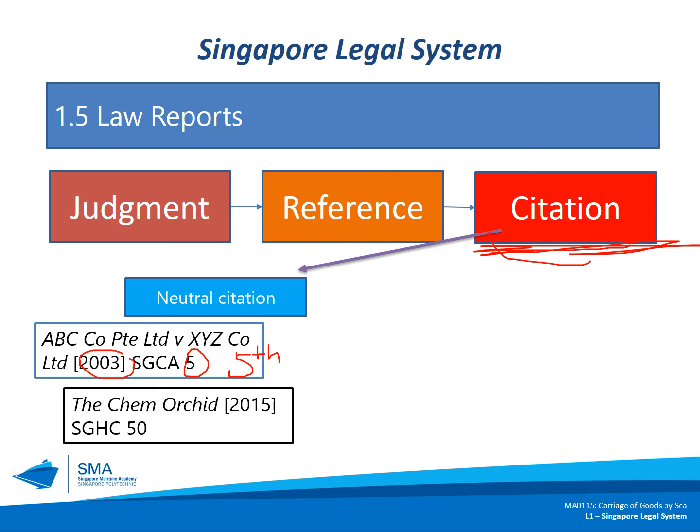Okay, let's look at the second example, the Cam Orchid 2015 SGHC 50. Let's forget about the Cam Orchid first. Tell me, what is 2015? Remember, I said the year here is the year of decision. Alright, the year of decision. Who made the decision? Singapore what? SGHC, Singapore High Court. Okay, how about the sequence number? How many Singapore High Court cases were already decided in 2015? The number 50 here tells you 50th.